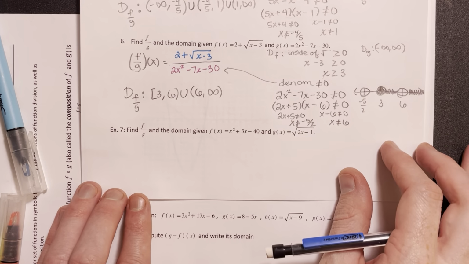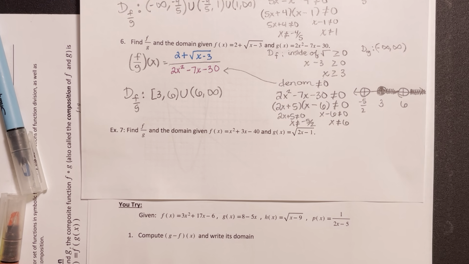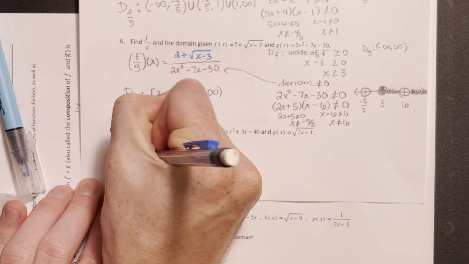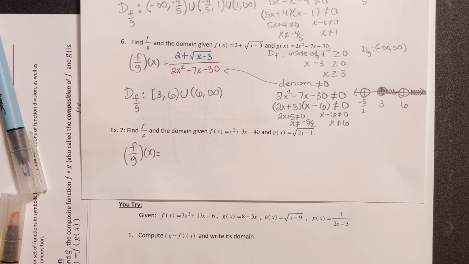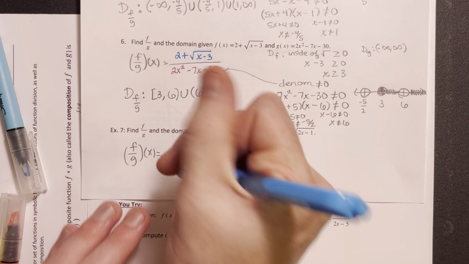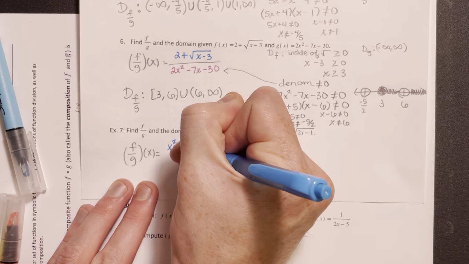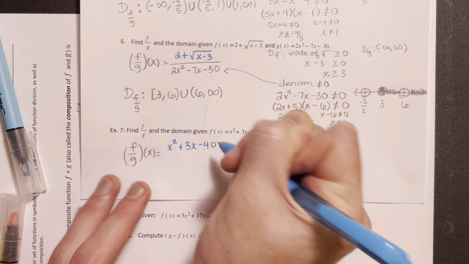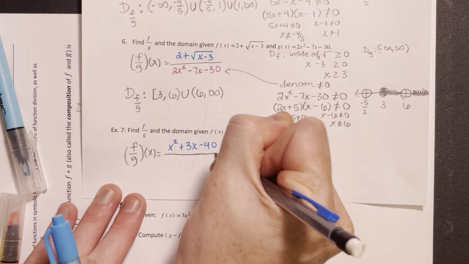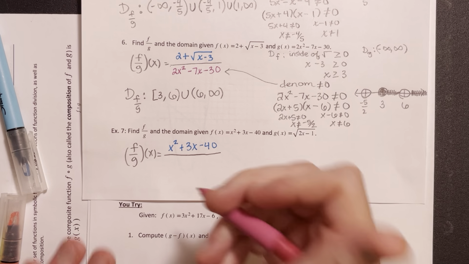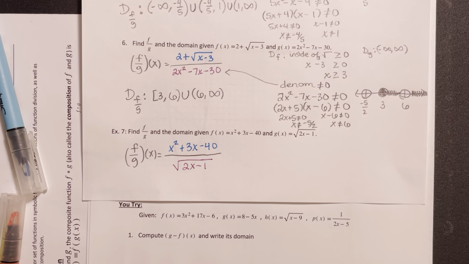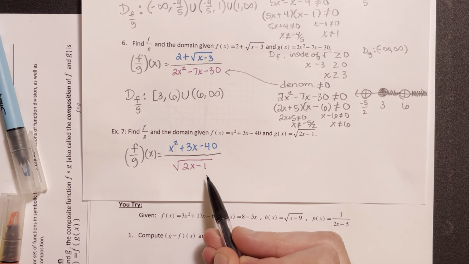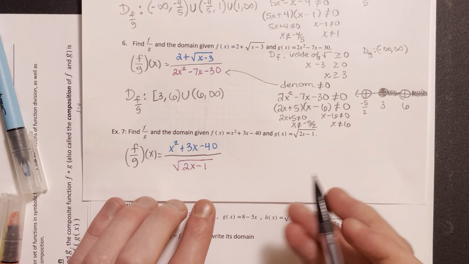Number 7, we have f divided by g again. So we're going to put f of x on top, x squared plus 3x minus 40. And it's over g of x. Well, g of x is this square root function, 2x minus 1. So not only do we know that we have this square root issue, but also we created division, so the denominator is going to be a problem.